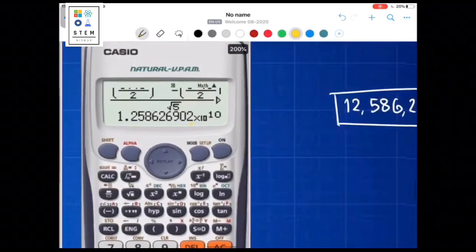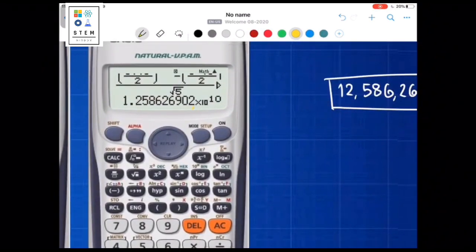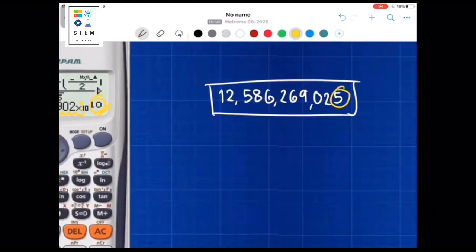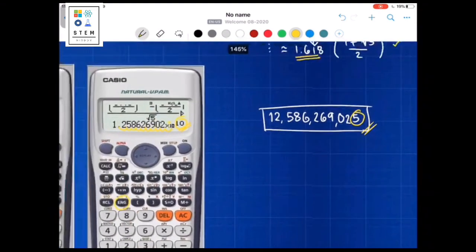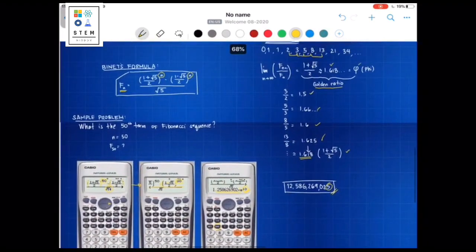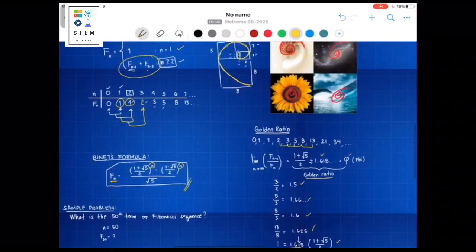So, pag kinonvert nyo yung exponential na yan, kung nalilito kayo sa exponential na raised to 10, pwede nyo pindutin tong engineering para magbago yung exponent. Okay? So, para pag kinonvert nyo, transfer natin yung decimal point. So, 10. So, 1, 2, 3, 4, 5, 6, 7, 8, 9, 10. So, meron kang nawawalang digit, yun yung 5. So, ito yung accurate na answer. Okay? So, yun yung tinatawag na Fibonacci sequence. So, ganun lang siya kadali, since meron tayong formula. Okay?